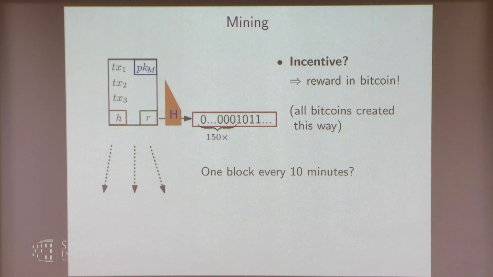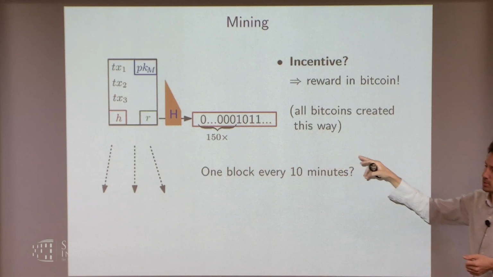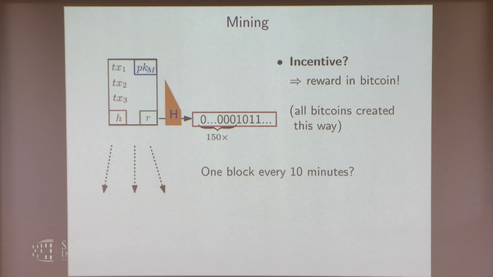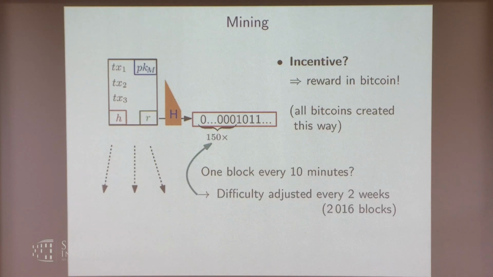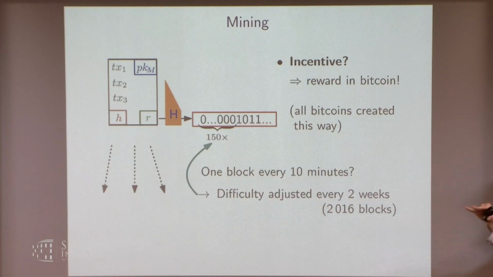So how can the protocol guarantee that this happens every 10 minutes? Well, there's one parameter that it can tweak, and it is how difficult it is to mine blocks. So what Bitcoin does is that every 2 weeks, or every 2016 blocks, the protocol will check how long it actually took to create these many blocks, and will then adjust the difficulty. So the expected time, assuming that the computing power stays the same, it takes to create the next 2016 blocks will again be 2 weeks.